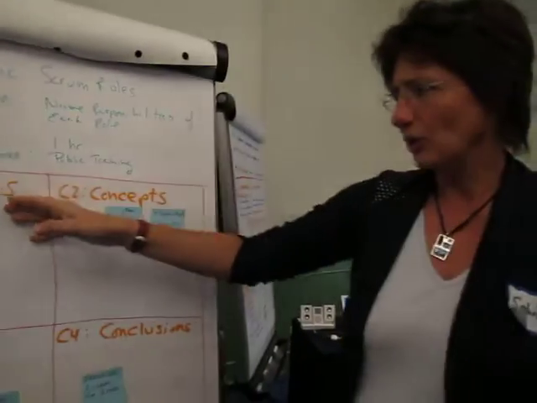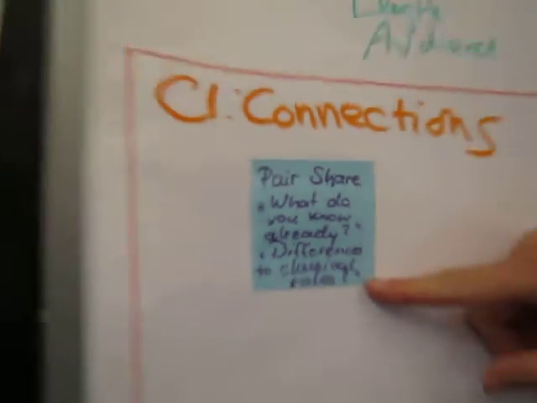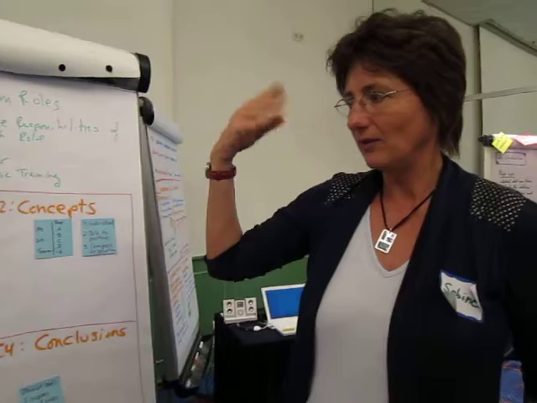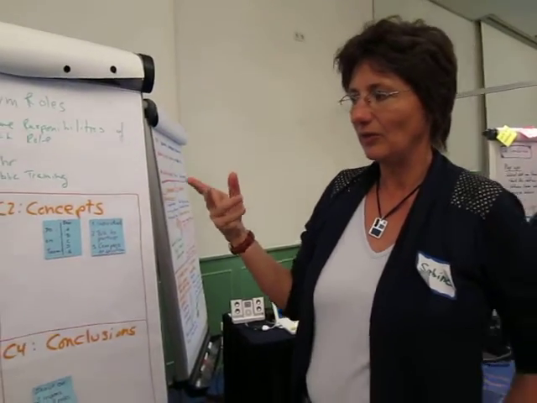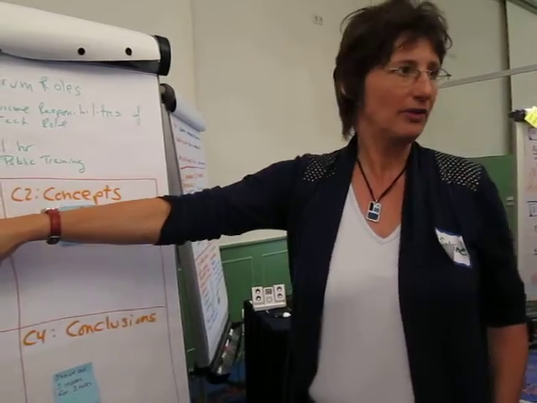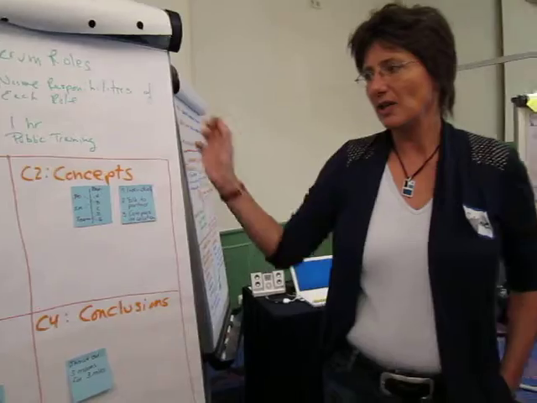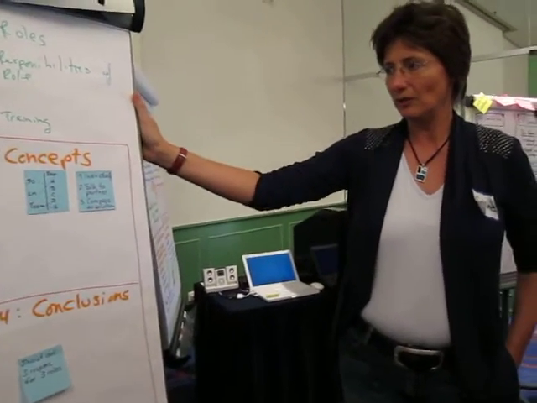We start with a connection, with a pair share. What do you know already about the Scrum Roles? And then to make people think a little bit about links to their current work: What are the differences to classical roles or the roles in your environment? This is a pair share to build up the connections.